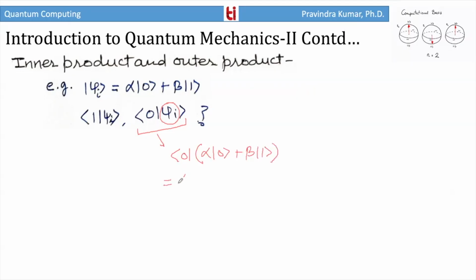So it will be alpha inner product of 0 0 plus beta inner product of 0 1, and this one is equal to 1 and this is equal to 0 because of the orthonormalized condition of the quantum basis, and it will be equal to alpha. So the probability of finding the system in state 0 after making a measurement will be the mod square of the probability amplitude, or you can say the mod square of the inner product of 0 and psi.